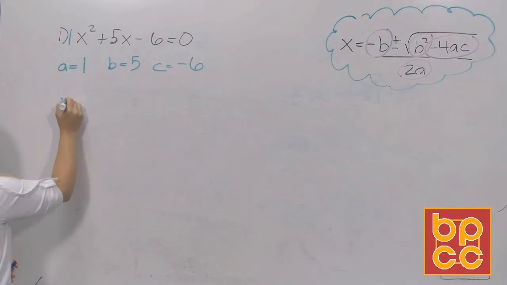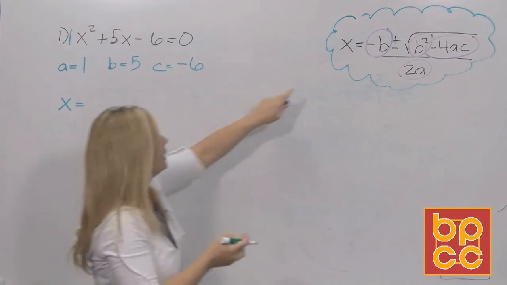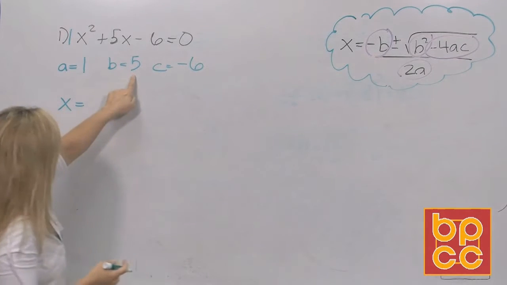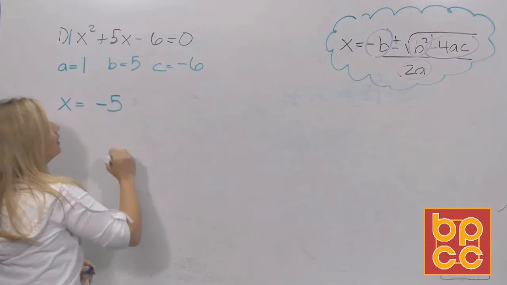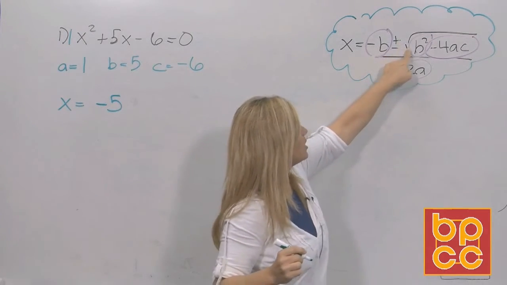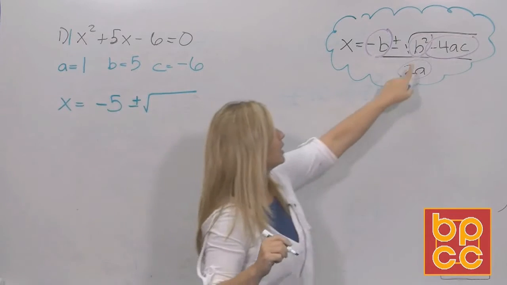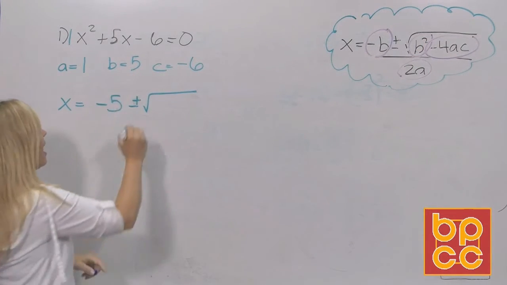So we're going to write x equals. If you do not write x equals, you're wrong because that's what you're trying to find an answer for, x. X equals -b means the opposite of b. That's your b, 5. What's the opposite of that? -5. Then you write plus or minus square root. Next part of the formula is b squared. Here's b, square it. What's 5 times 5?